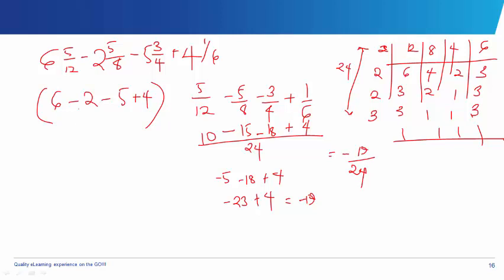Then for this side, 6 minus 2 gives us 4. 4 minus 5 is minus 1. Minus 1 plus 4 gives us 3. Bringing everything together, we'll now have 3 minus 19 over 24. Okay, so 3 minus 19 over 24, we'll bring everything together. This is the same thing as saying 3 over 1 minus 19 over 24.